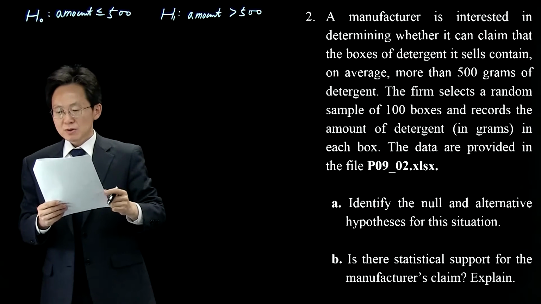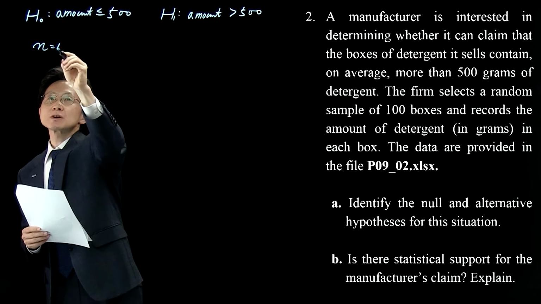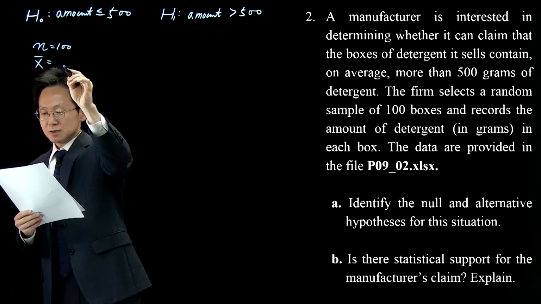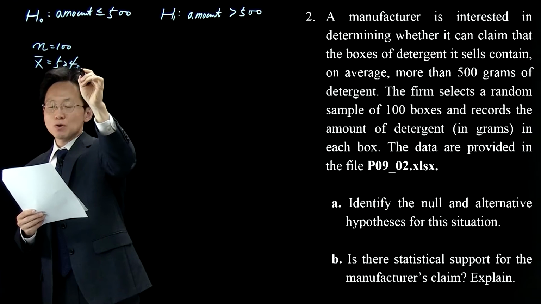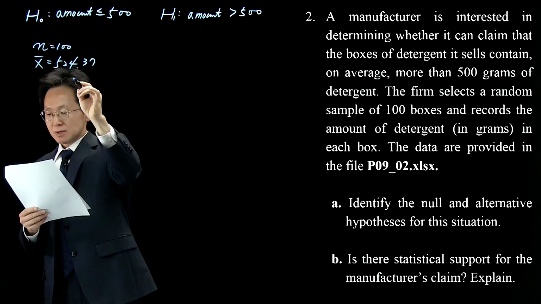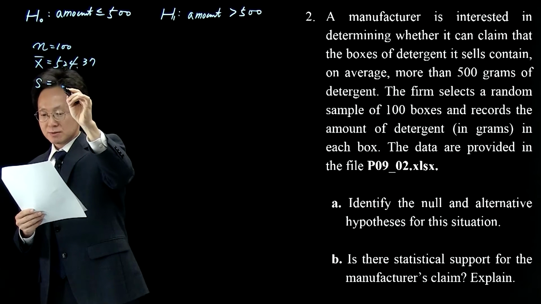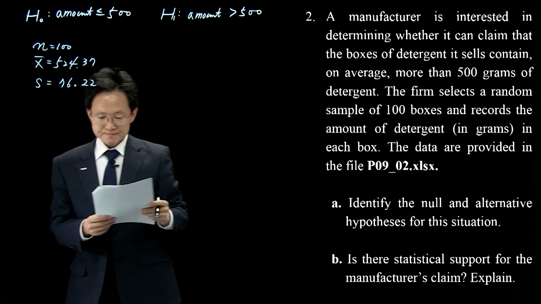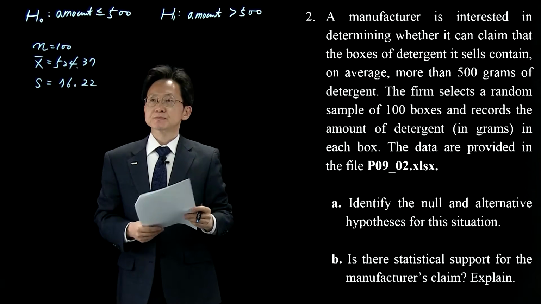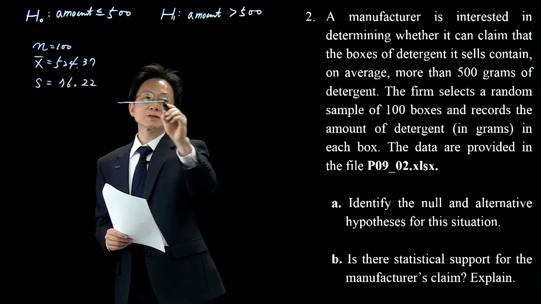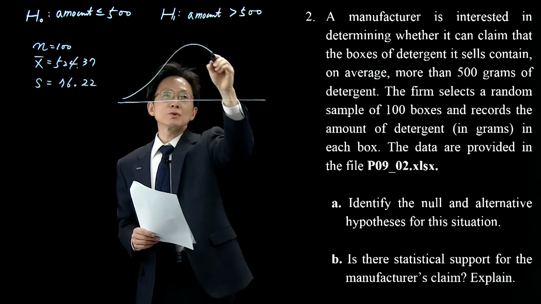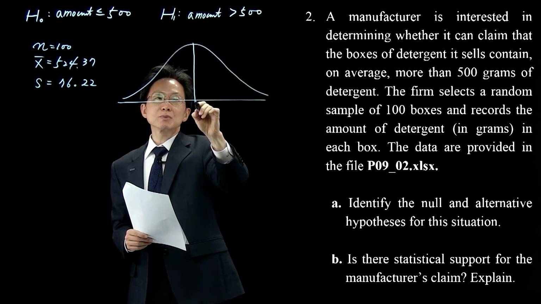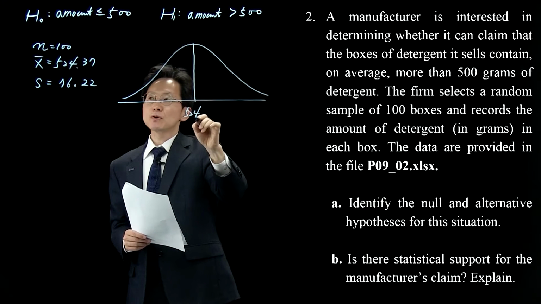And now we know that the sample size is 100, the sample mean is 524.37, and the sample standard deviation is 76.22. And now, why don't I draw some picture here as well? So we have this, and then the sample mean is here, 524.37.